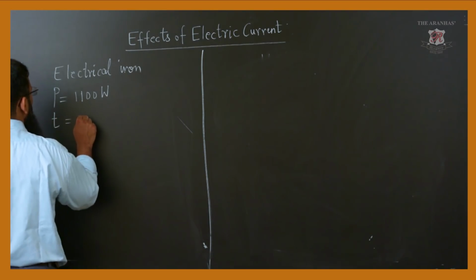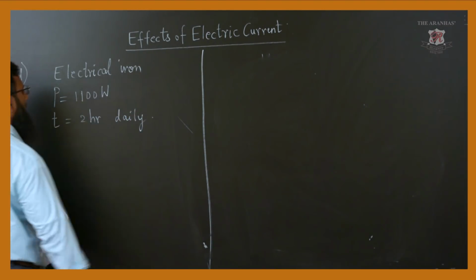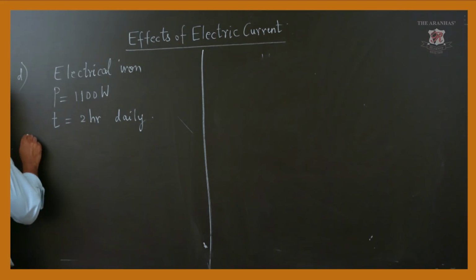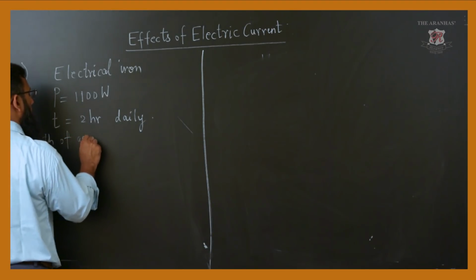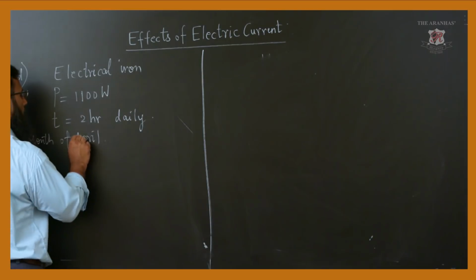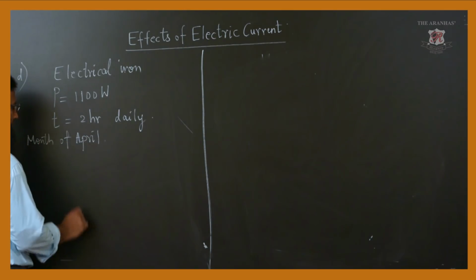Time for per day for which the electrical iron was operated is 2 hours daily. What will be the electrical consumption expenses for that in the month of April? So, for month of April, per day the time duration was 2 hours. We are aware in the month of April we have 30 days.